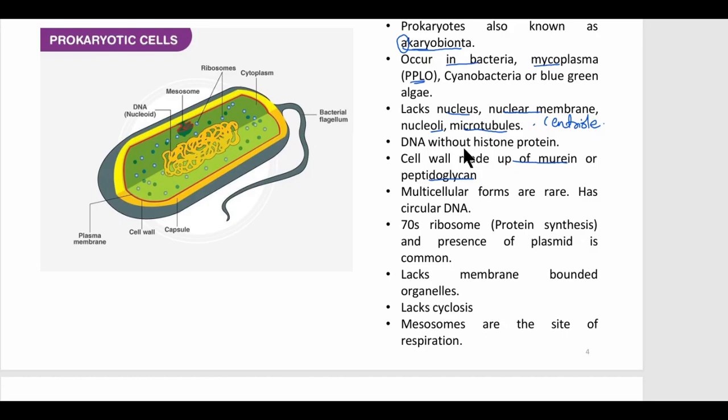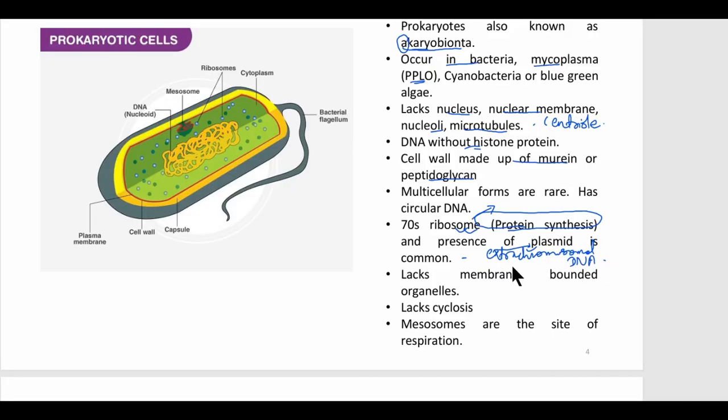Likewise, DNA is without the histone protein. It has 70S type of ribosome, and the main function of ribosome is protein synthesis, and the presence of plasmid is common. The plasmid is the extra chromosomal DNA. It is the extra chromosomal DNA.